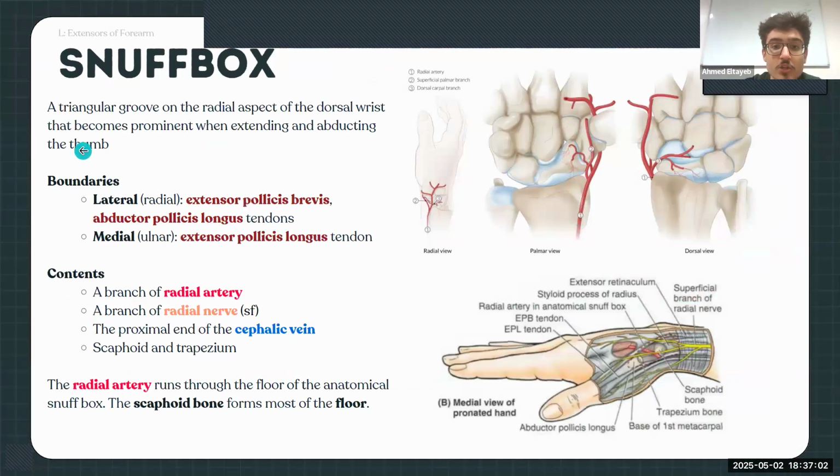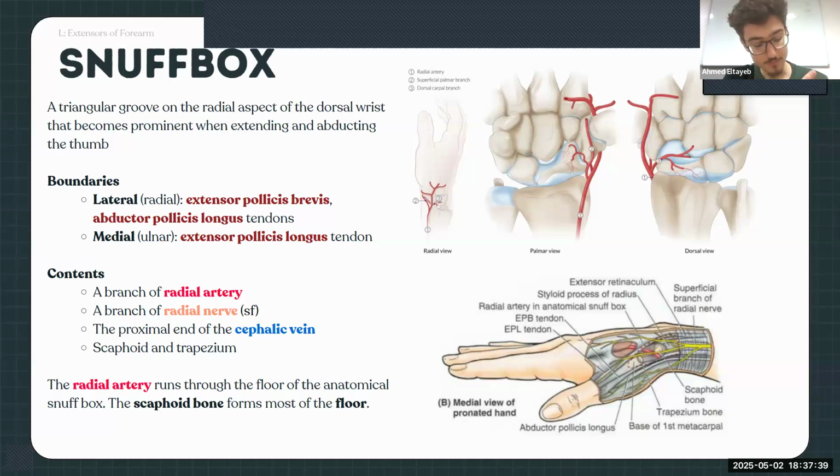So then you would talk about the snuff box. It's a very high yield concept, honestly. You need to understand the boundaries and the contents. So it's straightforward, honestly. Don't stress too much about it. But the boundaries, you need to know the medial and the lateral boundaries. And you can very easily see it or identify them on yourself. But over here, this is the medial boundary, and this is the lateral boundary, and then this is the actual snuff box. Why do they call it snuff box? They snuff things from it.